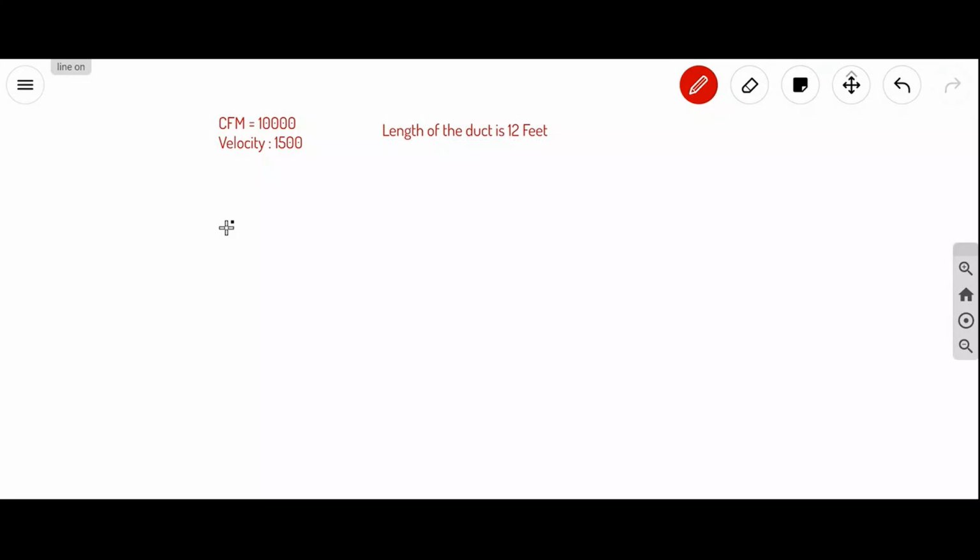Now, can anyone tell the round duct size in this case? Open your duct sizer, find out the round duct. Yeah, 12 by 12? No, round duct. I need the duct size, not the diffuser.